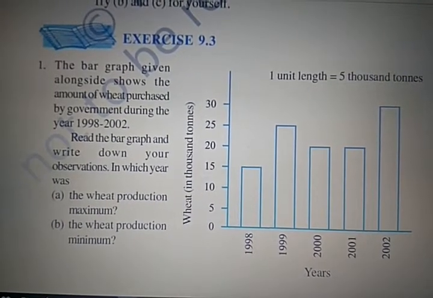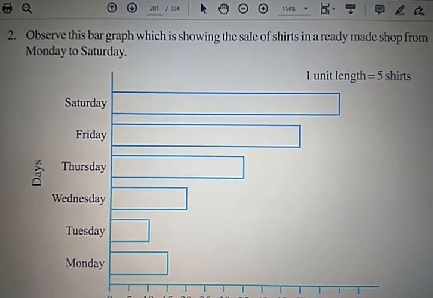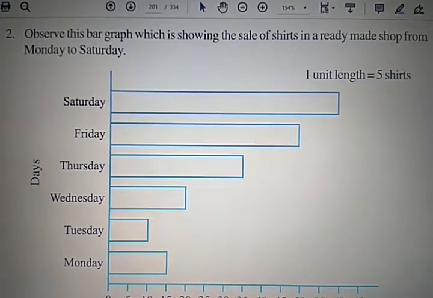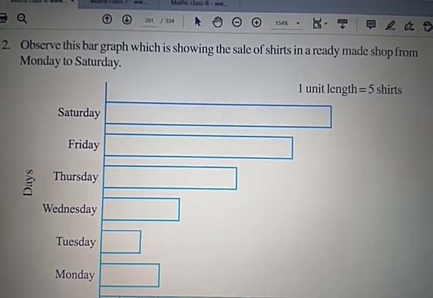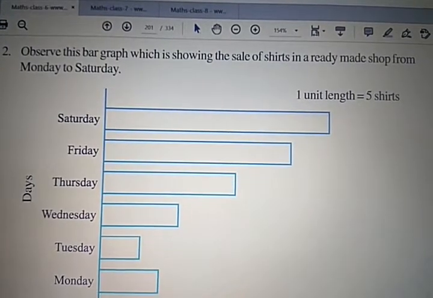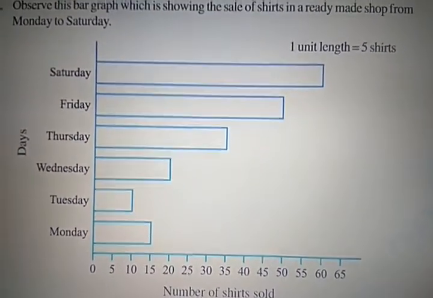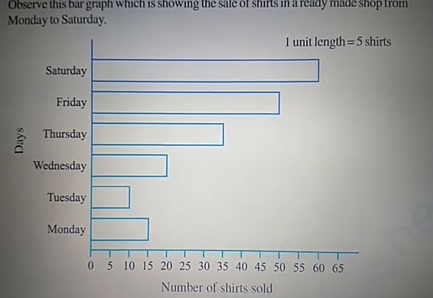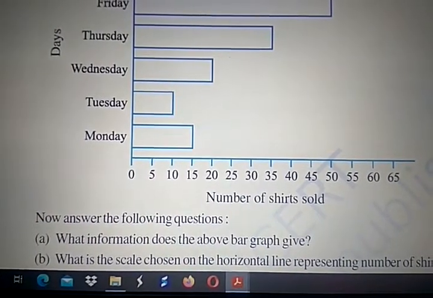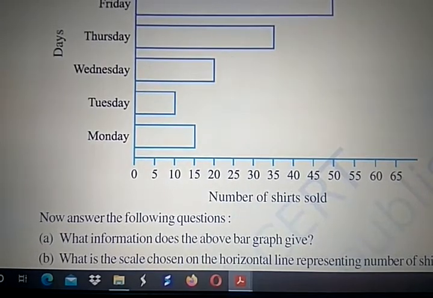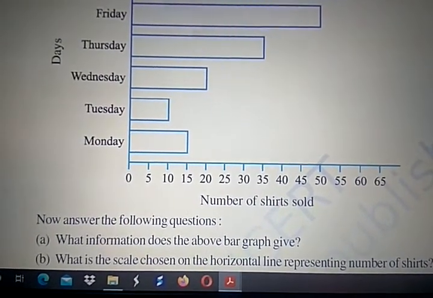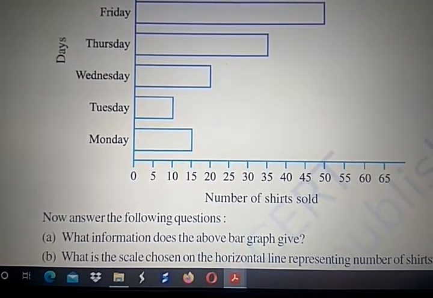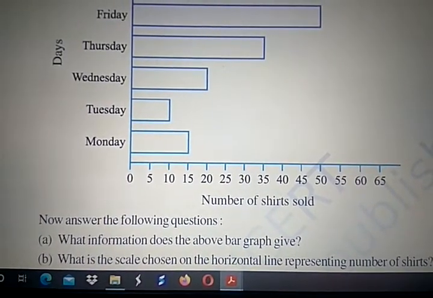Okay. Question number 2. Observe the bar graph which shows the sale of shirts in a ready-made shop from Monday to Saturday. Here the scale is given: 1 unit length is equal to 5 shirts. The bar graph is also given in the form of questions. Our question: what information does the above bar graph give? Here the information is the number of shirts sold during the week. So this is our answer.